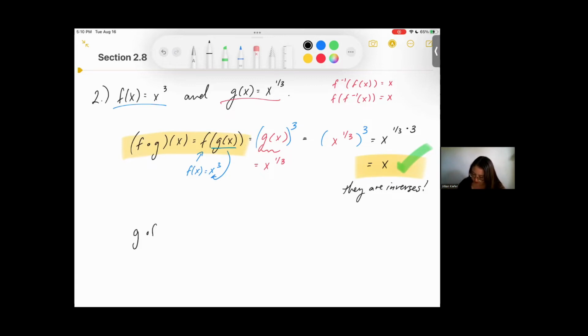So if you wanted g of f instead, we would have g of f of x, where we knew that g of x was equal to x to the power of 1/3, which meant that we would raise f of x to the power of 1/3. And we know that f of x is equal to x to the power of 3.